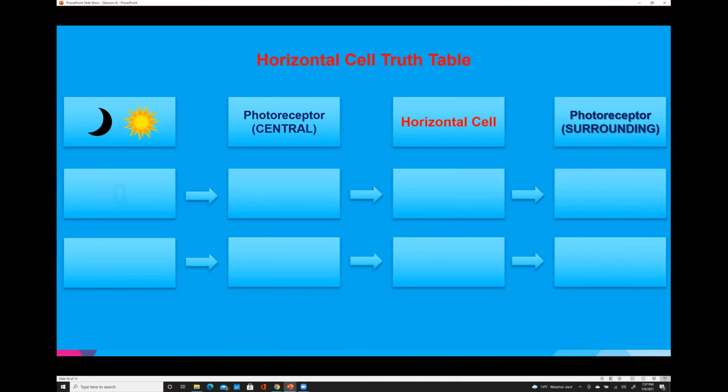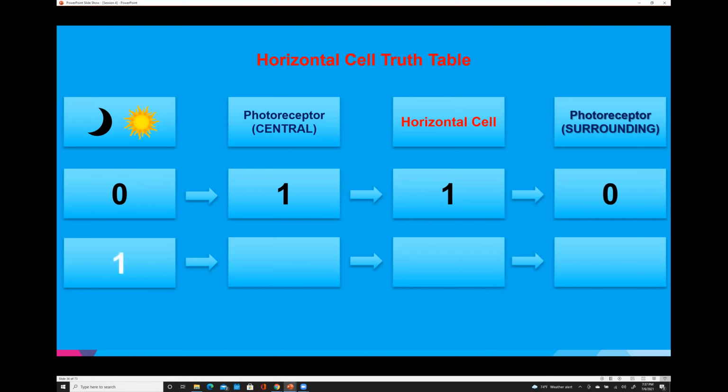So again, as we start, here's 0. So in the darkness, photoreceptor central, is that central photoreceptor active or inactive? It's active. You got it. And then what is the horizontal cell that's connected to him? What is he, active or inactive? He is active as well. You got it. And then what does he make the surrounding photoreceptor? What does he do to them? He inactivates. Yeah, or inhibits, whatever you want to say. So 0, perfect. You got it.